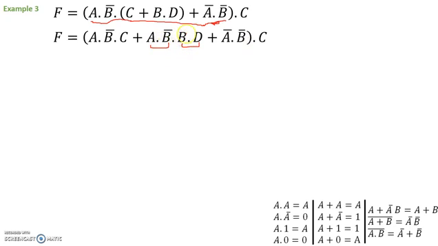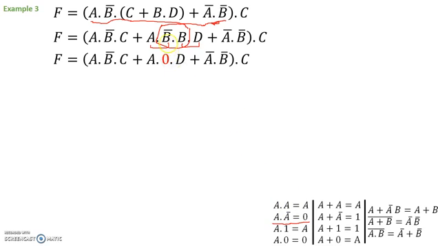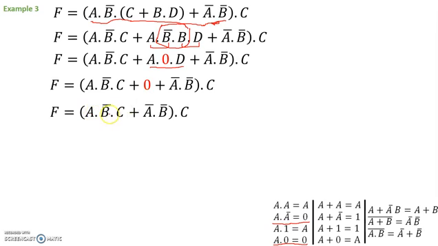Now if you take a closer look here, I have B not B. What's B ANDed with not B? B ANDed with not B is equal to 0. So B ANDed with not B leads me to a 0. Now if I look at the AND rules again, 0 ANDed with anything is 0. So we have another AND rule that we can use. So this whole term will go to a 0, thus leading us to just simply A not B C. That was the first term from here.